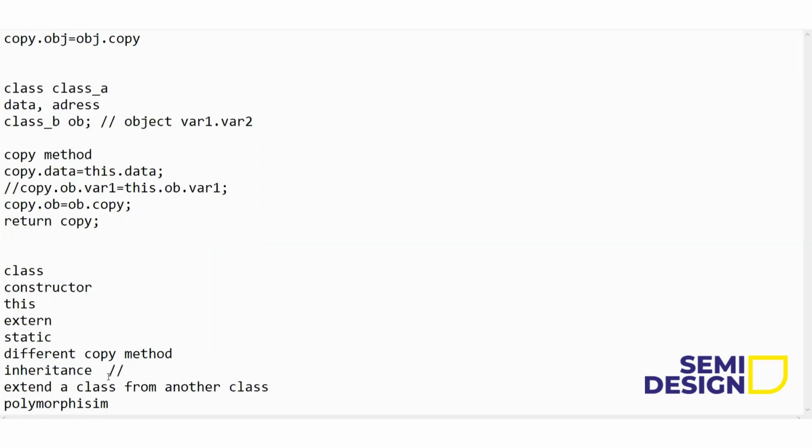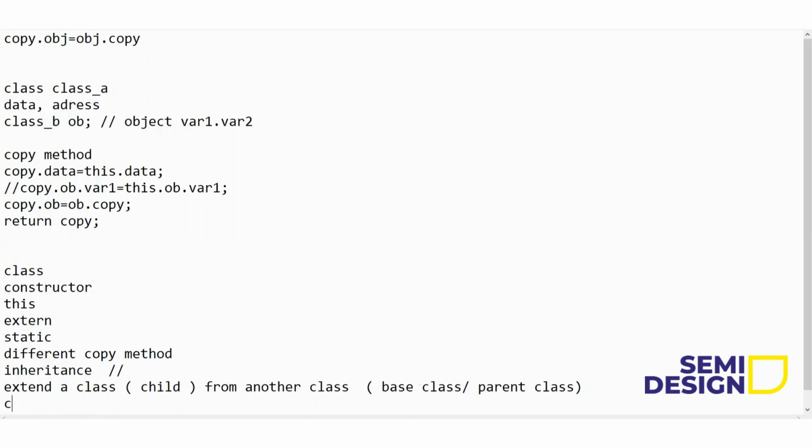Now that extended class is known as the child class, or we can simply say extended class also, and the other class is known as the base class, or you can say parent class also. So what is the advantage of doing it like this? The child class will be able to access all the methods and properties of the parent class.